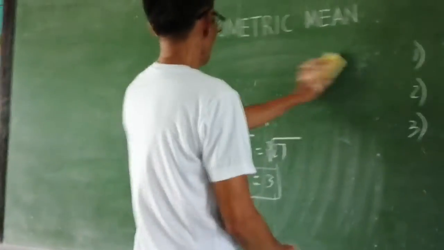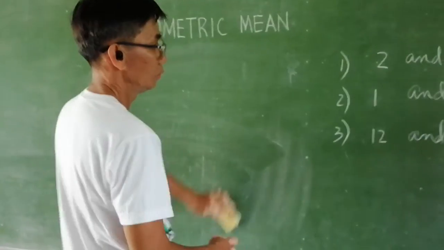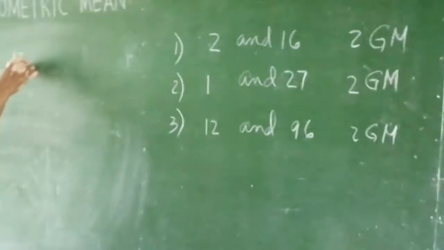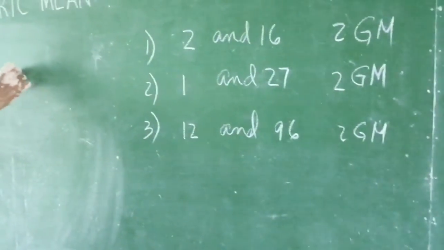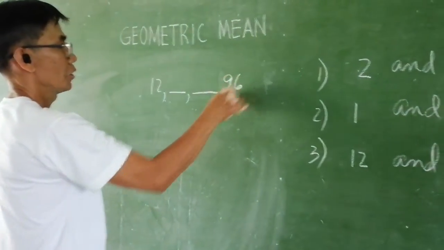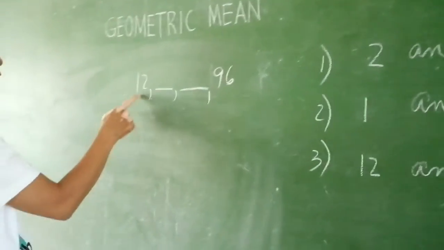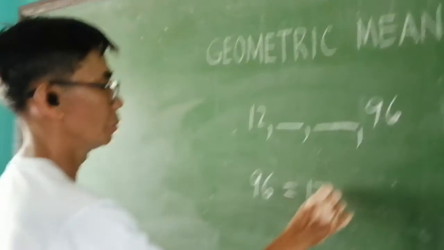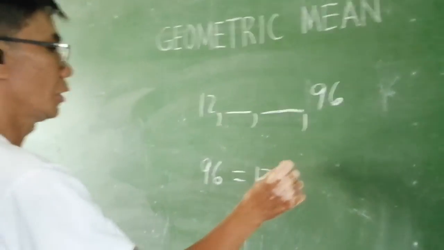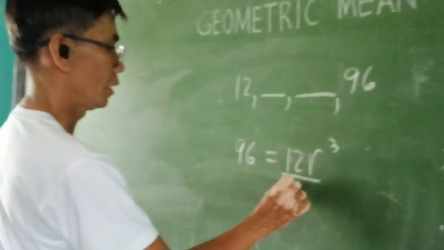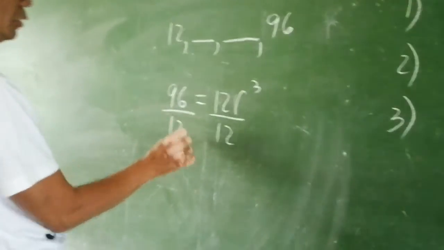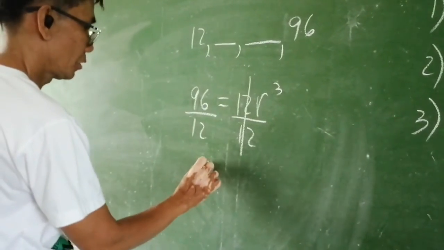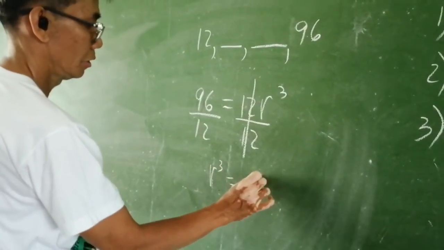So last, we're going to have the last one. 12 and 96, we insert again 2 terms. 96. So first term, fourth term. So 96 will be equal to 12 r to the 4 minus 1, which will be 3 again. So we divide this by 12, we divide this by 12. So we cancel 12 there, and that will be 8. So let's reverse again. r cubed equals 8.